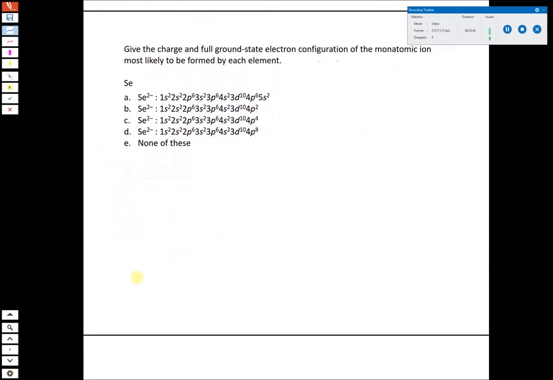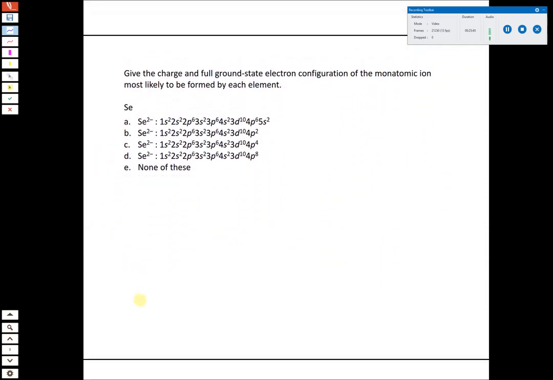All right, next question also deals with ions. We're looking for the charge and the ground state electron configuration of the monatomic ion most likely to be formed by each element. So here we're looking at selenium, Se. So first let's look at the charge.